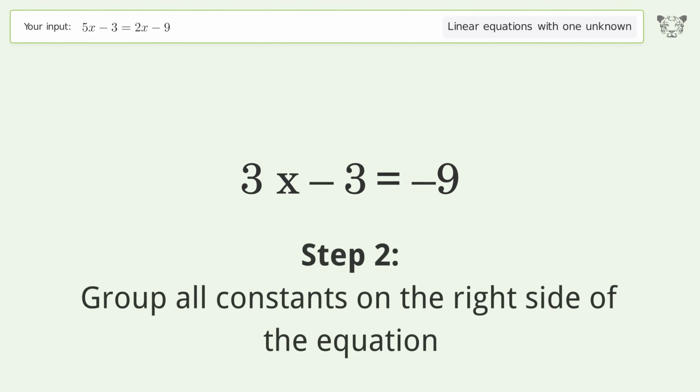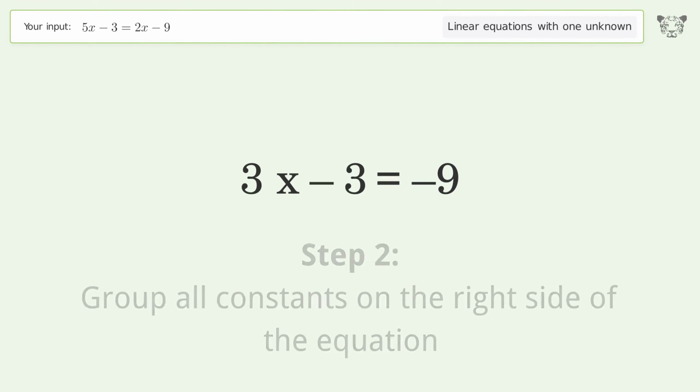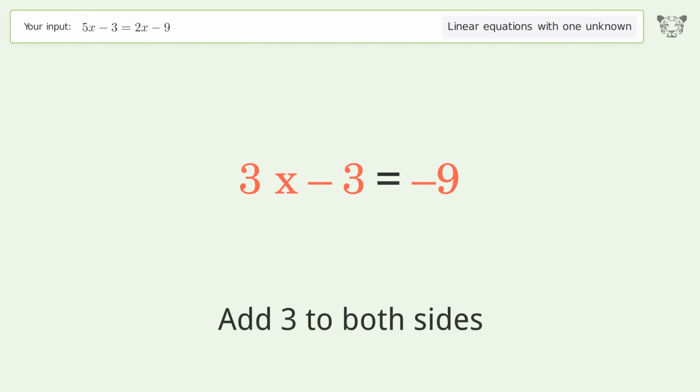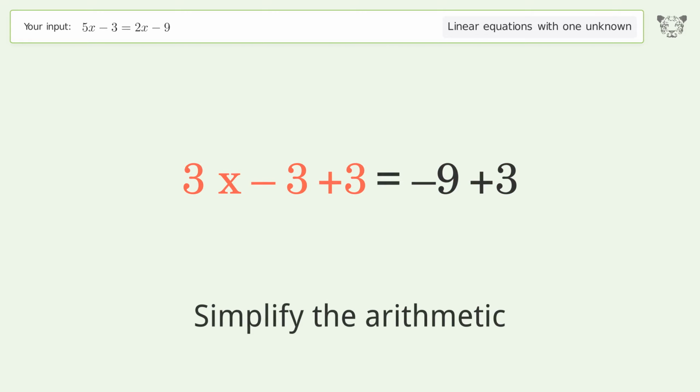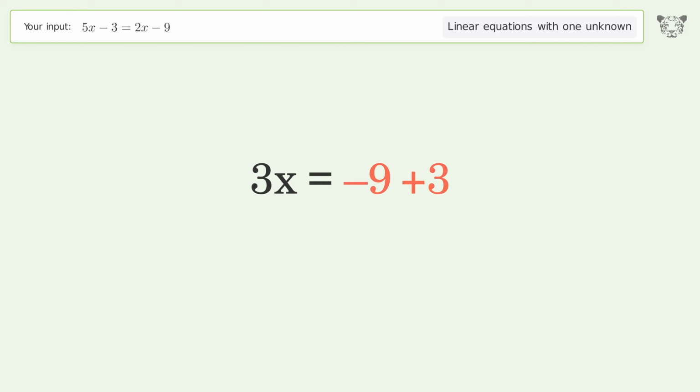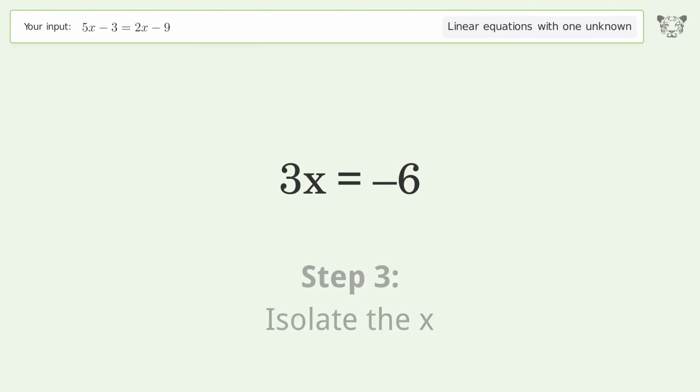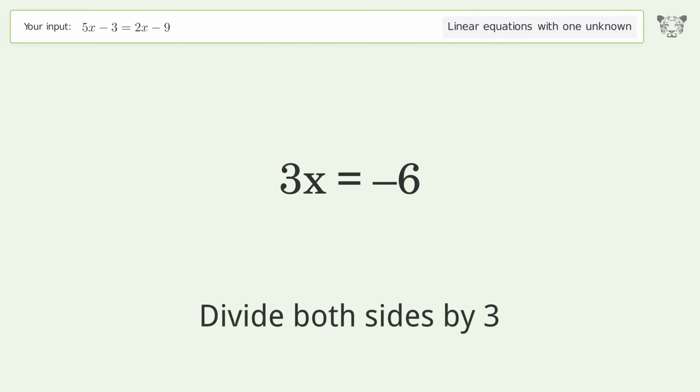Group all constants on the right side of the equation. Add 3 to both sides. Simplify the arithmetic. Isolate the x. Divide both sides by 3.